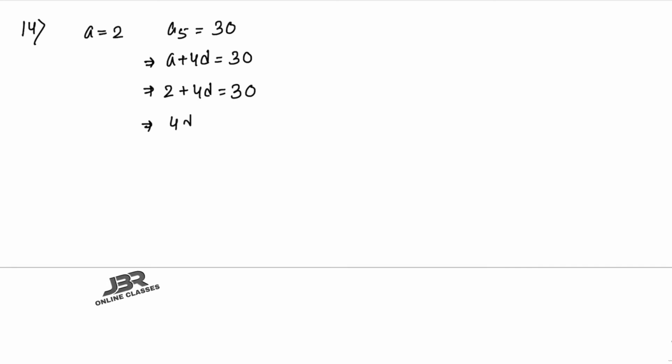Now the next one, sum number 14. An arithmetic progression has the first term as 2. Okay, so that means a equals 2, and the fifth term as 30. So a5 equals 30. As in arithmetic progression, that means a plus 4d equals 30. Okay, so a equals 2, so 2 plus 4d equals 30. So that means 4d equals 28. So definitely d equals 7. d means common difference. A geometric progression has common ratio of minus 0.5. So r equals minus 0.5.